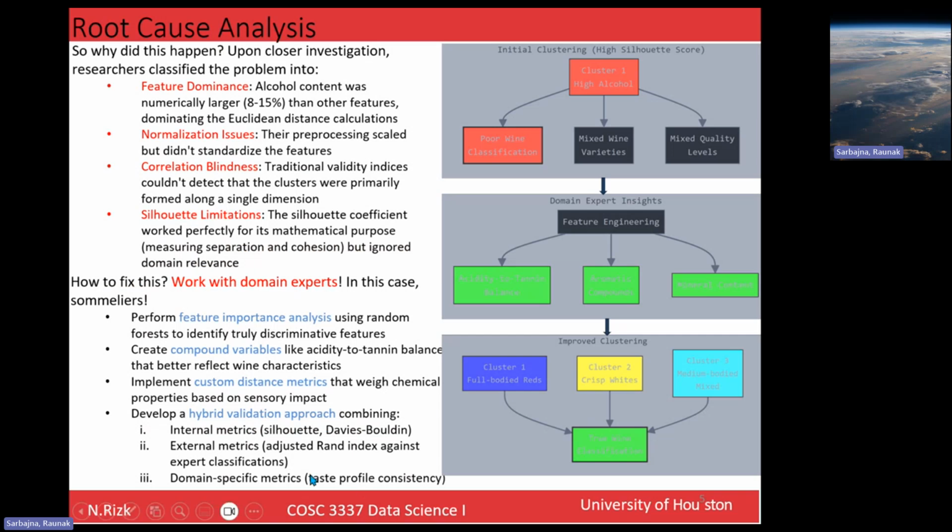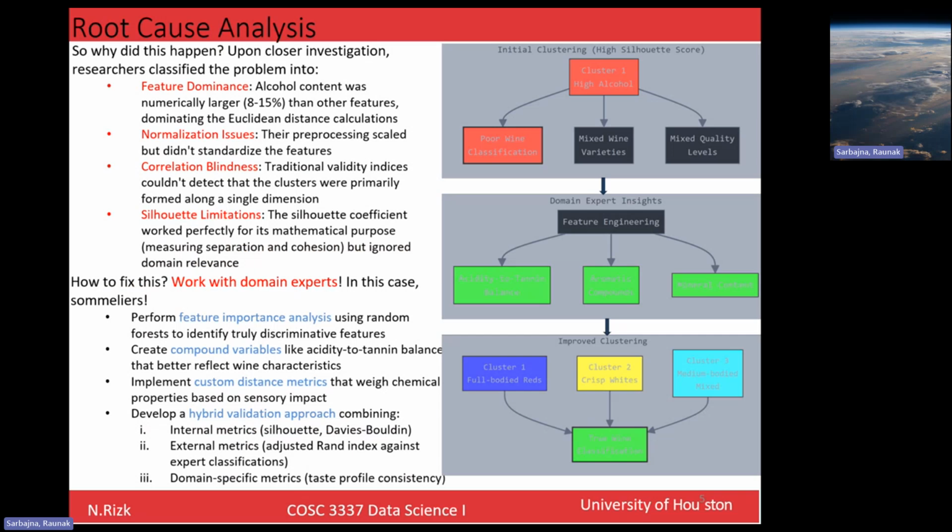Right. So these are all things. Silhouette scores are something you're going to learn. We're not going to do Davies-Bouldin because it's very subject specific, and not all fields need Davies-Bouldin metrics. But we are going to do silhouette scores. We're also going to talk about what Rand indices are and what is meant by expert classification. And we're going to talk about domain-specific metrics.